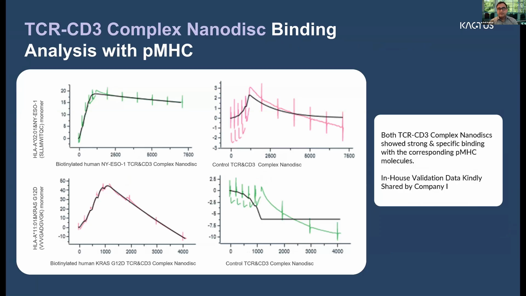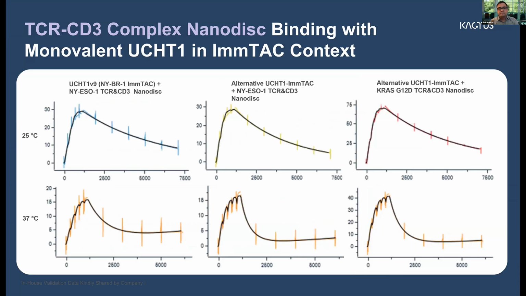Not just in our hands are the activity data coming out so consistent, but some of the clients who have used our nanodisc platform for the CD3 TCRs have also successfully used it in their experimental settings in their laboratories and have happily shared this data with us. So this is a snapshot of the data from one of the partner teams. They have shown that the NYESO TCR with HLA-A02 as well as the KRAS G12D TCR complex with HLA-A11 demonstrate appreciable binding activity. On the right-hand side is the data for the control nanodiscs, which shows a baseline signal.